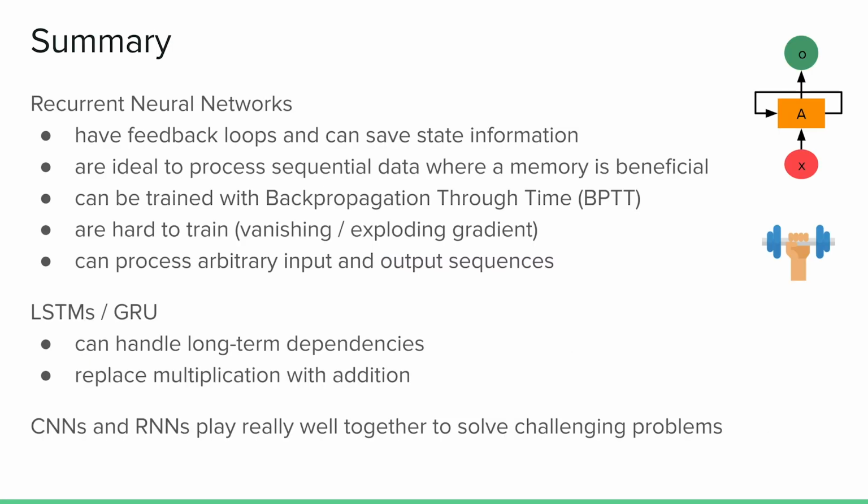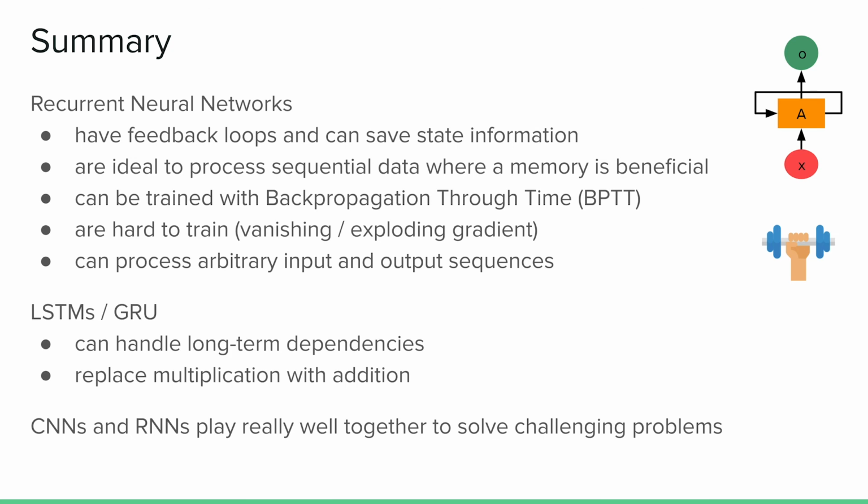So, summing up, recurrent neural networks have feedback loops as opposed to feed-forward networks, and therefore have the capability to store state information and reuse that in the next time step. They're ideal to process sequential data where this memory of previous information is beneficial. They can be trained with backpropagation through time, which is basically just backpropagation on the unfolded computational graph. They're harder to train than feed-forward networks because we're using the same values over and over again, and therefore we can have the problem of vanishing or exploding gradients.